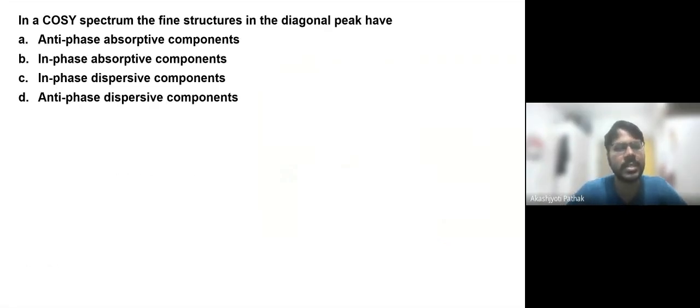Now answer this question. In a COSY spectrum, the fine structure in the diagonal peak have.